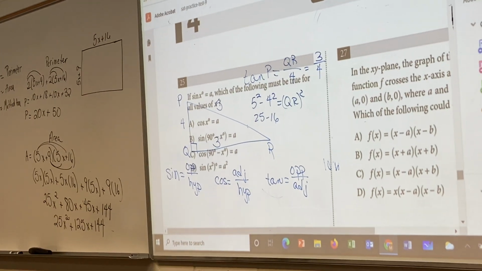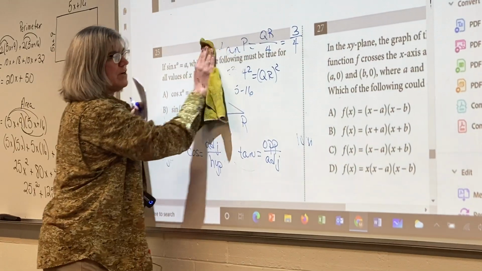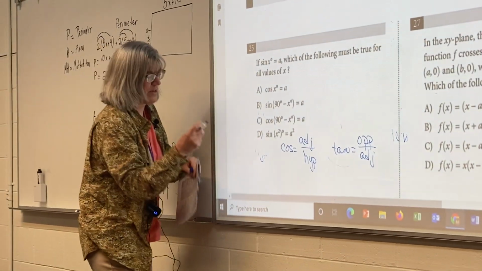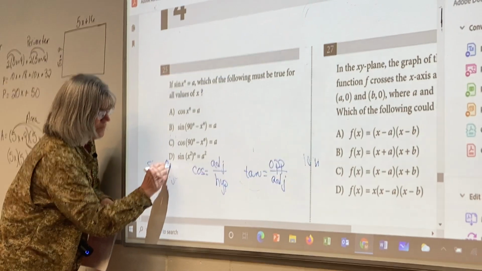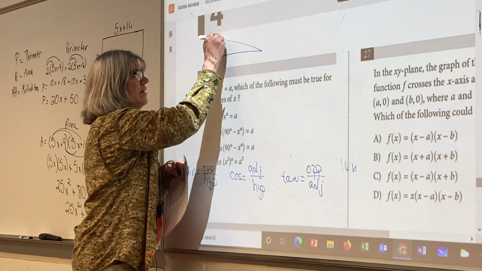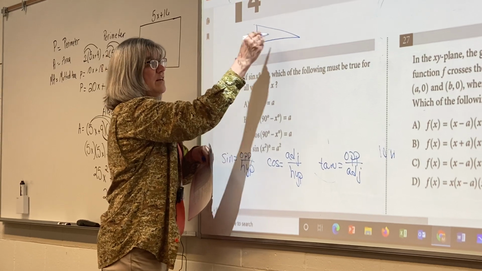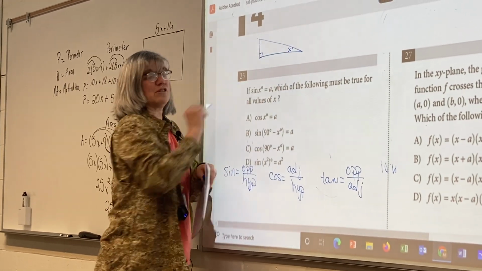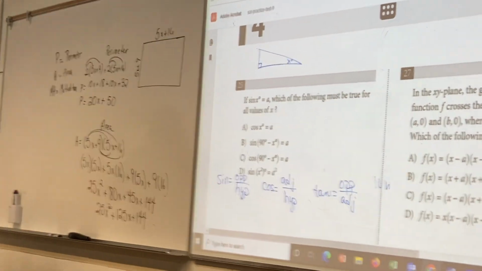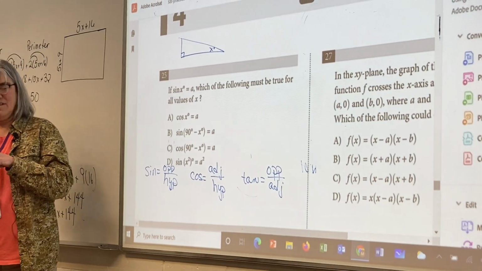Here we go. Okay, if the sine of x is A, it's saying what has to be true about these other ratios. So here's my question to you. I'm going to put this back here. If you have a right triangle again, and this one does not matter where you say your x is, let's just say this is x. If this is x degrees, how many degrees are in that angle? Okay, they're not necessarily equal.